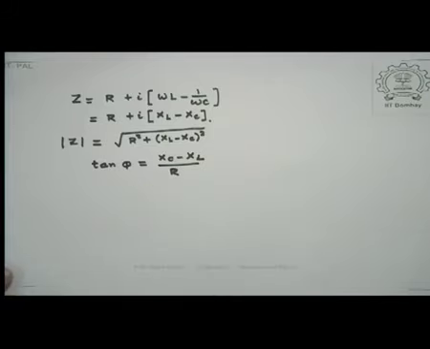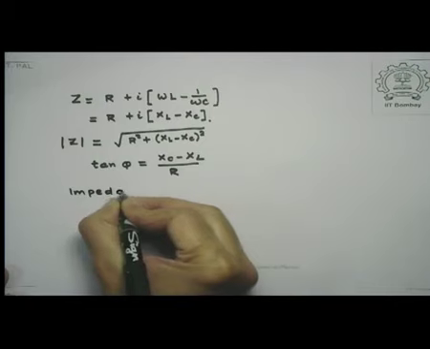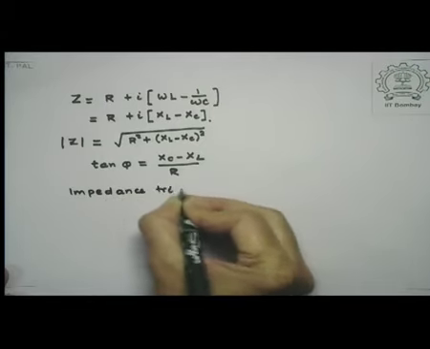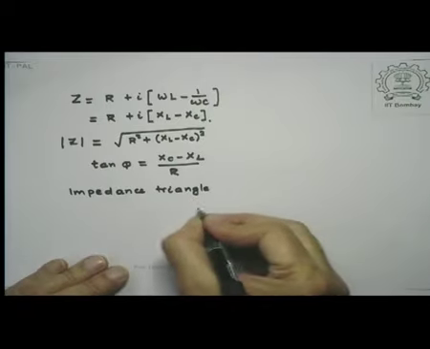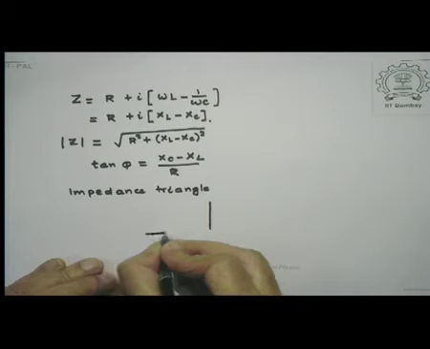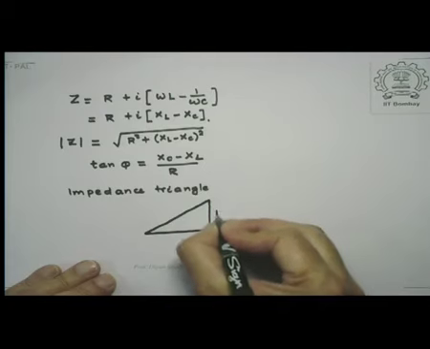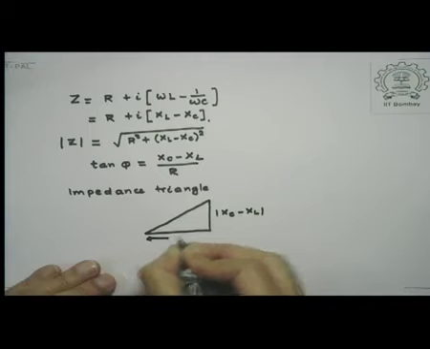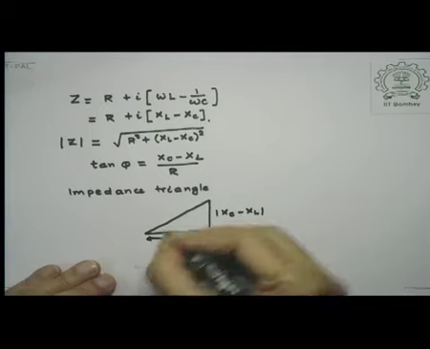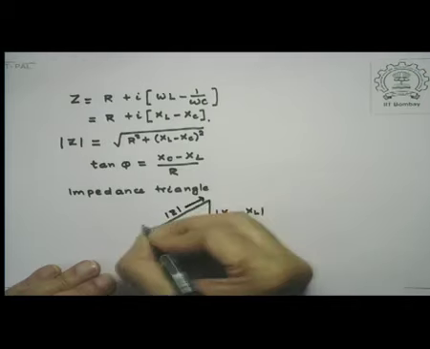Now these relations can be shown in an impedance diagram, which looks like this. It's a right angle triangle with one side being modulus of XC minus XL, this being resistance R, and naturally the hypotenuse is modulus of Z, as we have shown here.